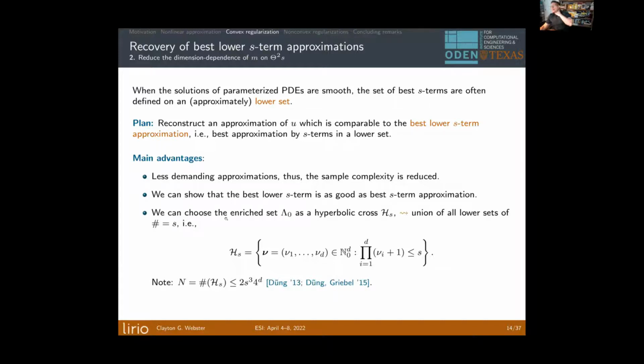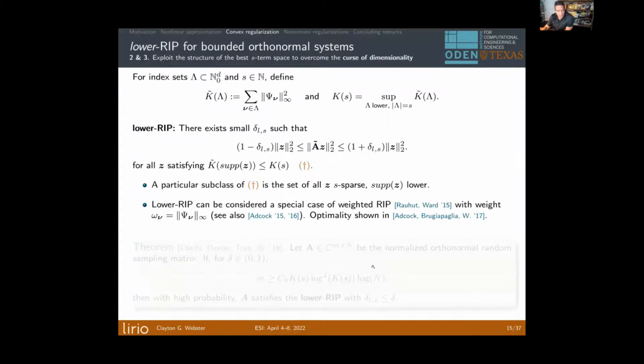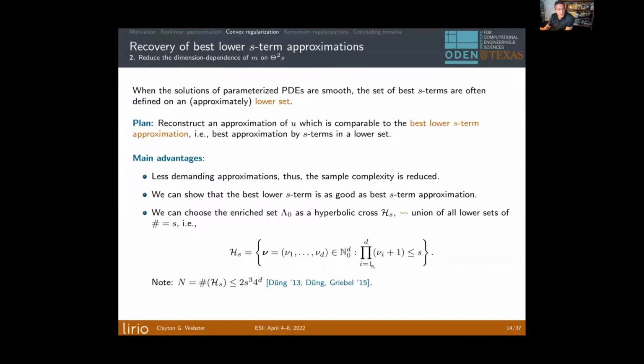And how we start this procedure is that we're looking at the union of all lower sets, which can be shown to be the hyperbolic cross, which is given here, the cardinality of which has been estimated in several papers in the past, but this is, I think, the current best available estimate, which grows like S to the power of 3 over 4 to the D, which you'll see why this can be helpful for us in a second.